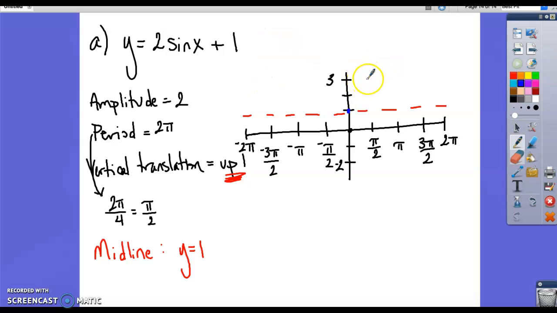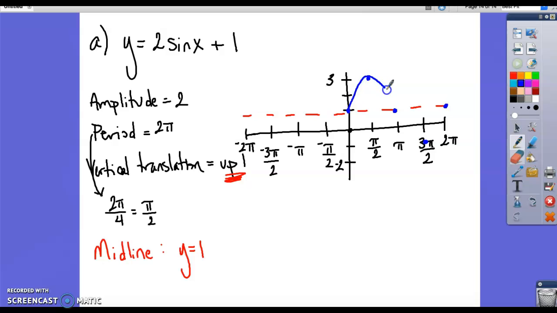I'm going up to my max. I have a new max. My max is now 3. It's not 2 because it's 2 units above the midline. Then I go back to the midline. Then I go to my min. My min is 2 units below the midline. That's the definition of amplitude. So my graph is 2 units above the midline and 2 units below the midline. And then I go back to the midline.